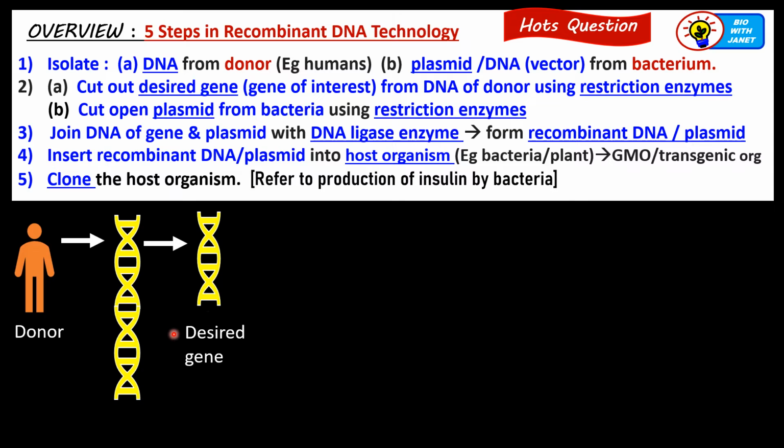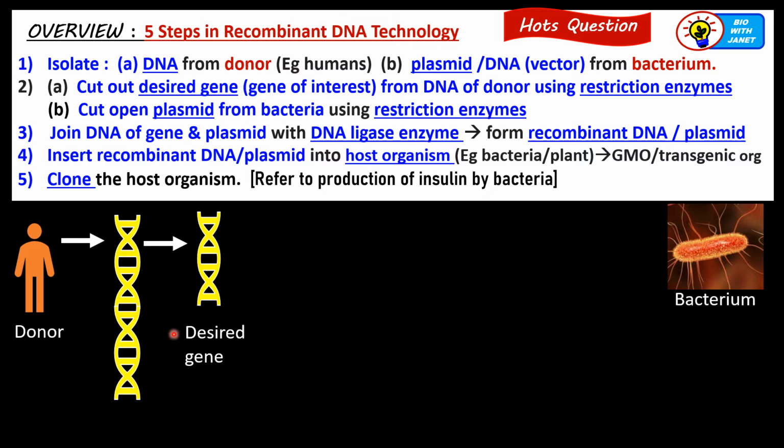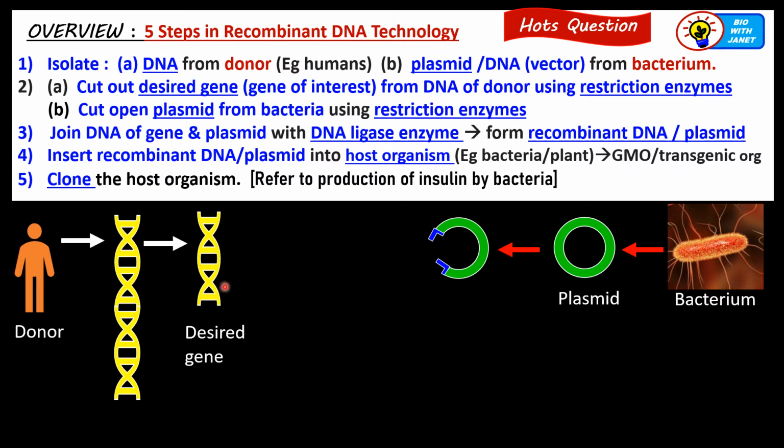Okay, and after that, let's look at the other part, which is the bacterium. So from this bacterium, we're going to take out the circular DNA, which is called the plasmid. And the plasmid is going to act as the vector to carry this desired gene. So we have to cut open the plasmid using restriction enzymes too. So now you have two components, the cut plasmid and the desired gene. The plasmid is cut so that there is a space for the gene to be inserted inside here.